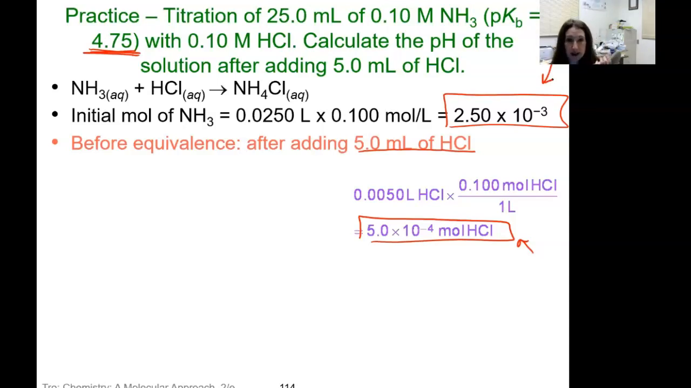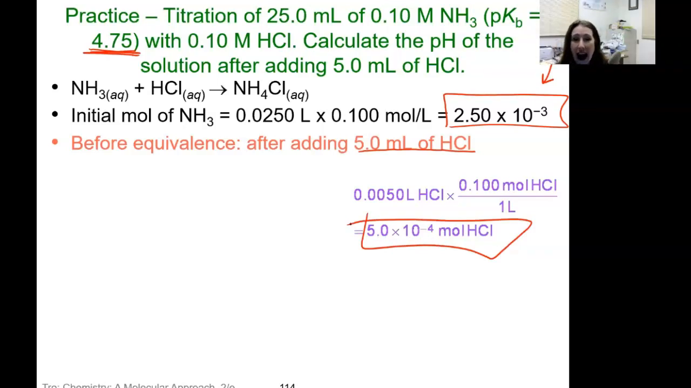So we have a bunch of base in our beaker and we've added some acid, but we are not at our equivalence point yet. So our answer should still be basic, right? Because we just added a little bit of acid. So we should still have a number greater than 7 when we're done. Okay, so this is the amount of HCl that we have added.